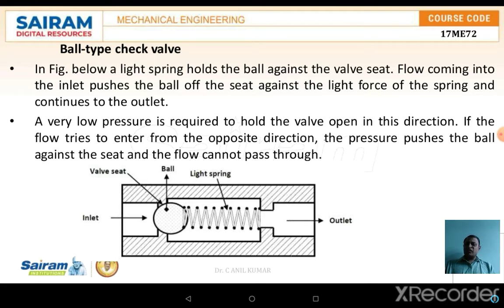If the flow tries to enter in the opposite direction, the pressure pushes the ball against the seat and the flow cannot pass through in the reverse direction.